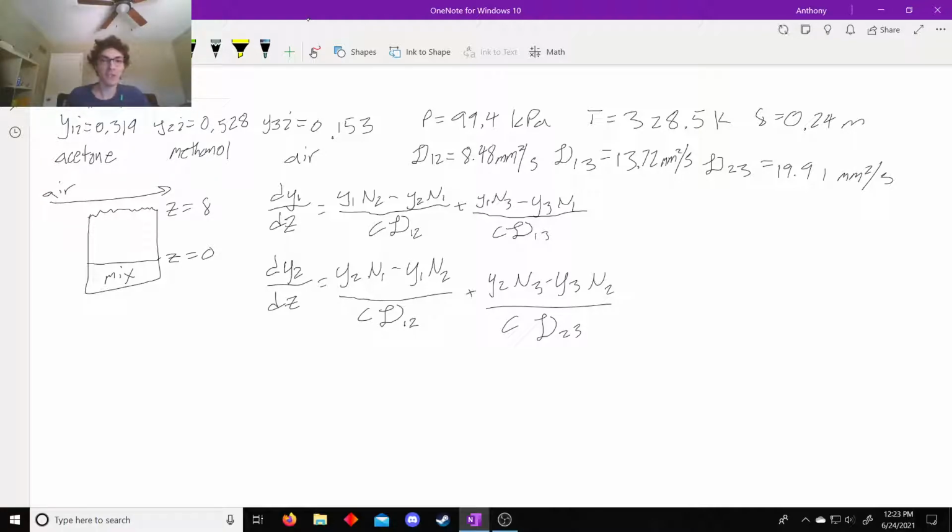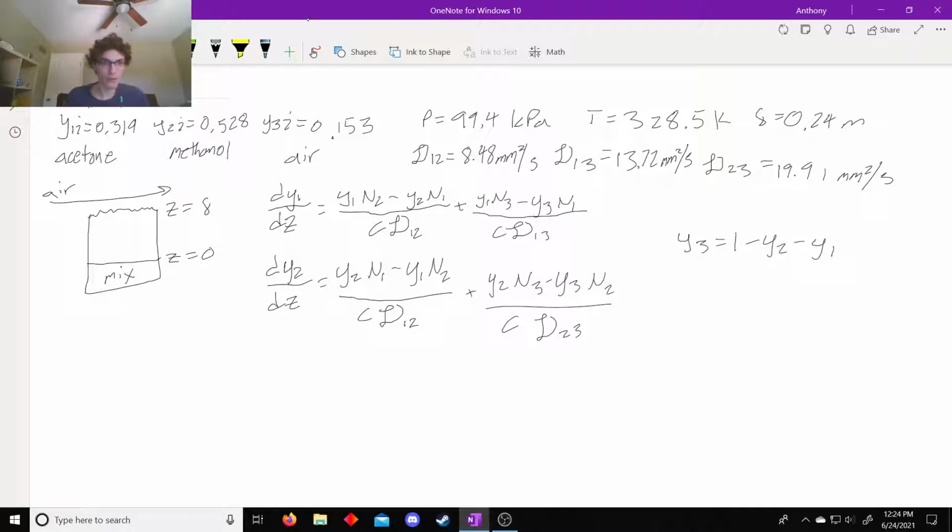A way we can kind of simplify this is first recognizing this y3, this mole fraction of air. We know that mole fractions should all add up to 1, so we can rewrite the mole fraction of component 3 as 1 minus y2 minus y1. And this is just based on the definition of mole fractions. And what this does is it just effectively gets rid of a variable. It makes our overall equation just a little bit easier to deal with.